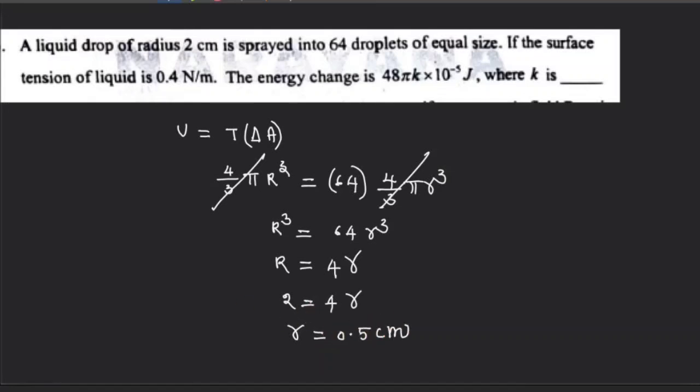That is the one part. And the second part is you have to find the change in area. Therefore U is equal to surface tension into change in area. Change in area can be written as 64 into 4 pi r square minus 4 pi R square. So please do the calculation, you will get the answer. You know the small r and everything, so please do it. Clear?